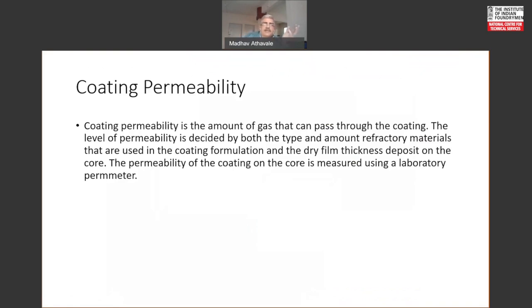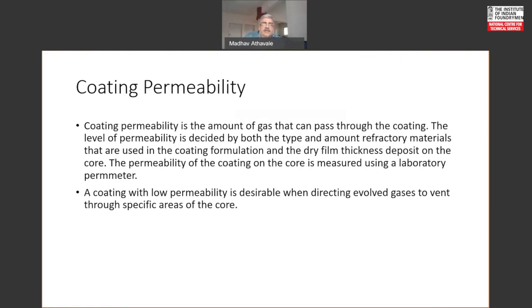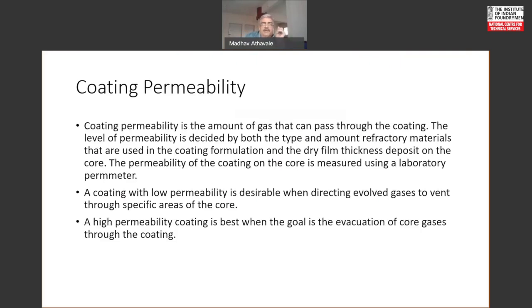Now, coating permeability, very quickly, I will not even read this slide. I will make only 2 points. Coating permeability can be used in 2 ways. When there is a lower permeability level, then you can direct the gases coming out of the burning core through your vents into the print areas and take them away. While this is where coatings with lower permeability are useful, coatings with higher permeability are useful when you have to remove the core, or in the case of the evaporative pattern casting process, you have to exhaust the gases of the pattern itself, which is getting replaced by metal, out through the coating. So you need special formulations for that.